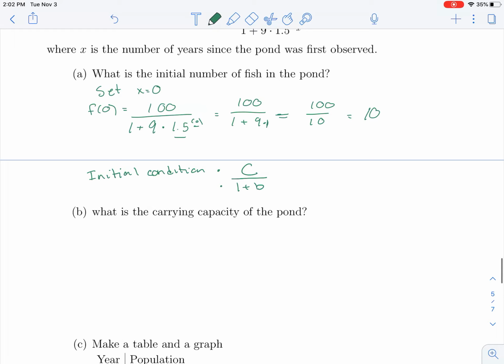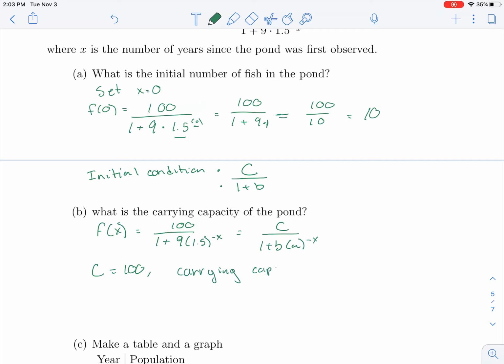Did I need to give you all that space? No. I'm actually going to show a little bit more work. I like when you guys show me a lot of work, so I'm going to show you some more work. So 1 plus, what is it, 9, times 1.5 to the negative x. So C equals 100. And the carrying capacity is 100 fish.